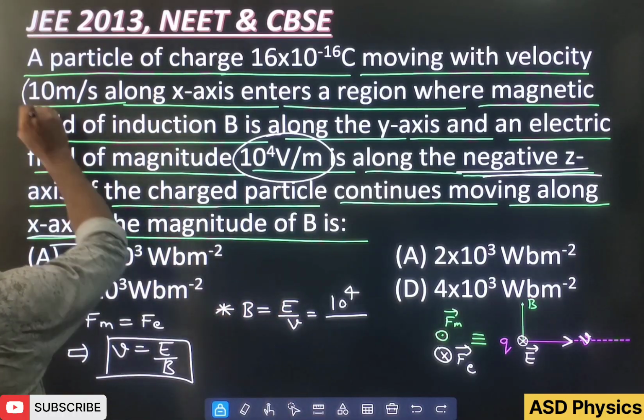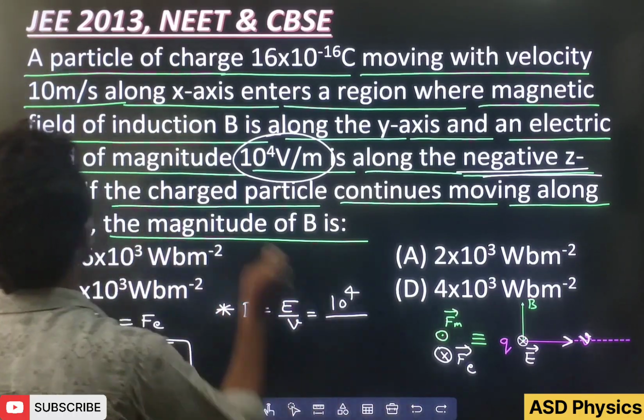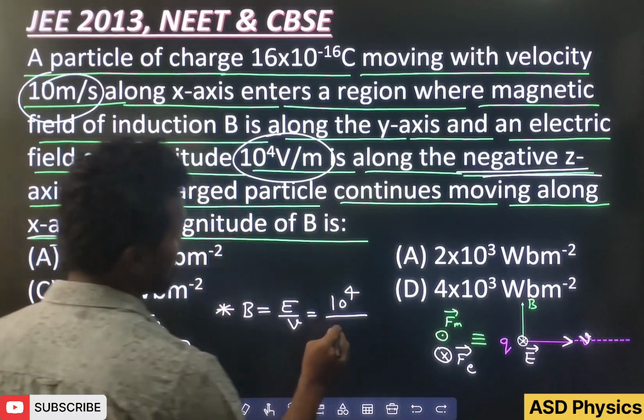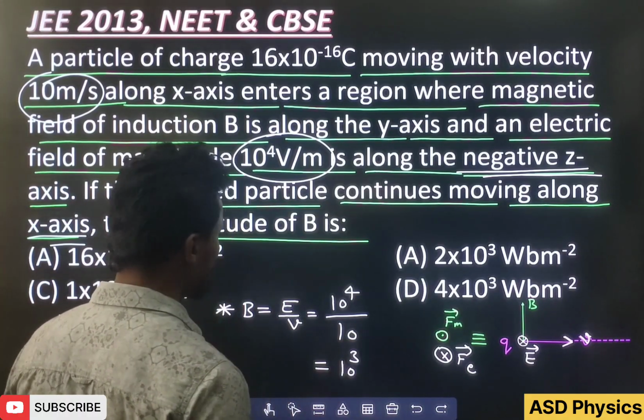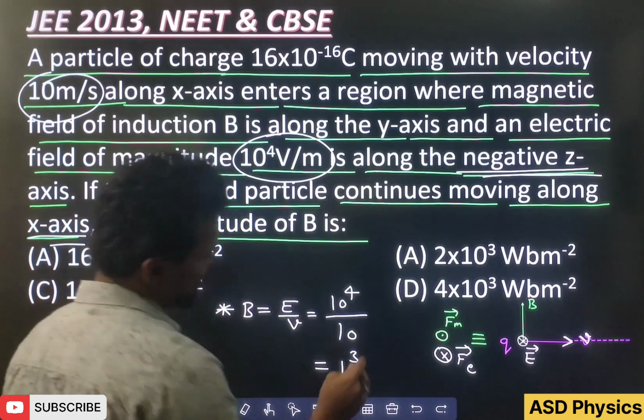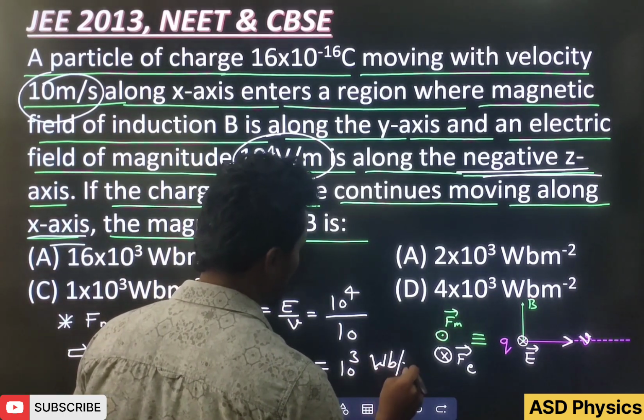Speed, how much is given here? 10 meter per second. So by 10. So 10 to the power 4 by 10. What will come here? 10 to the power 3 is the unit of B. We can write here Tesla or Weber per meter square, also not a problem.